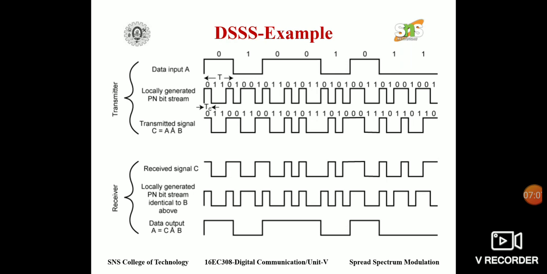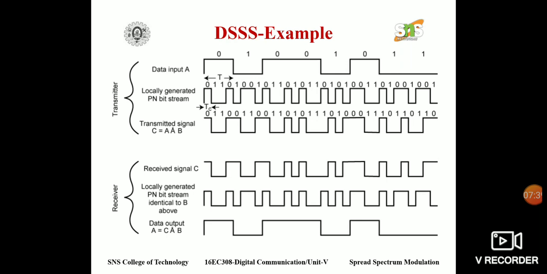This is the example for DSSS. Here the transmitter data input is A. A series of bits is given, and a locally generated PN bit stream that has a higher bandwidth is multiplied with the data input. The transmitted signal C is given below. Again at the receiver, the received signal C is received by means of decoding the transmitted signal.